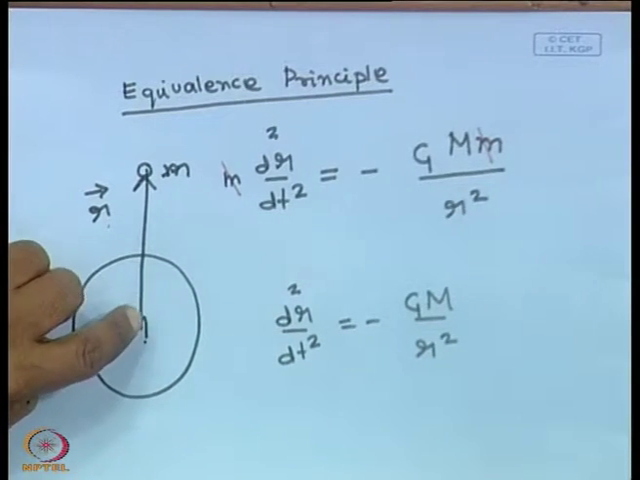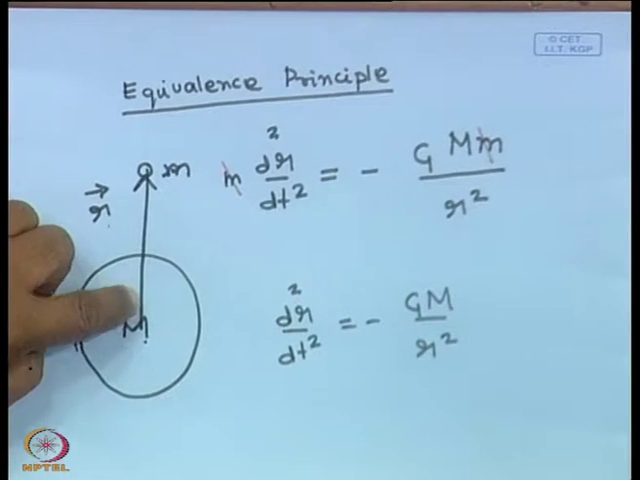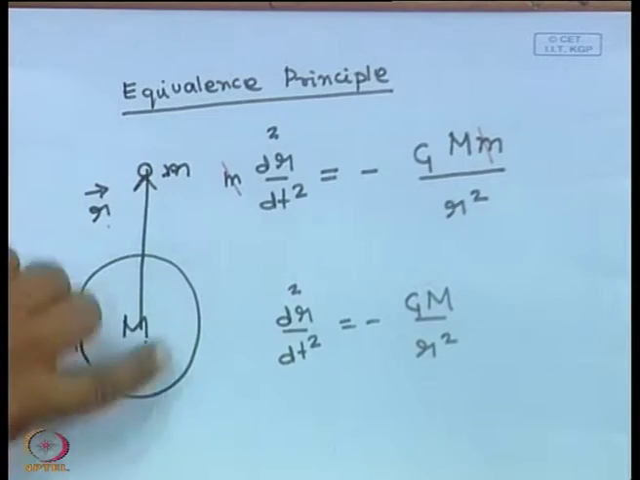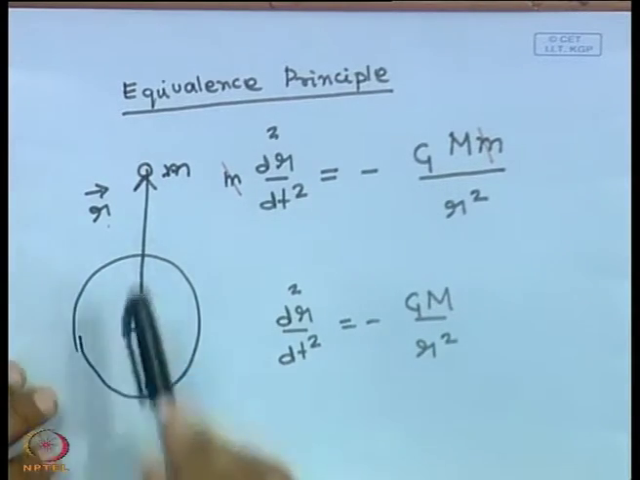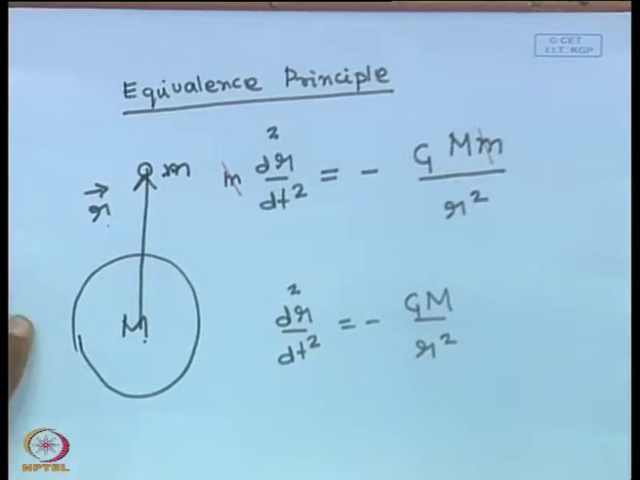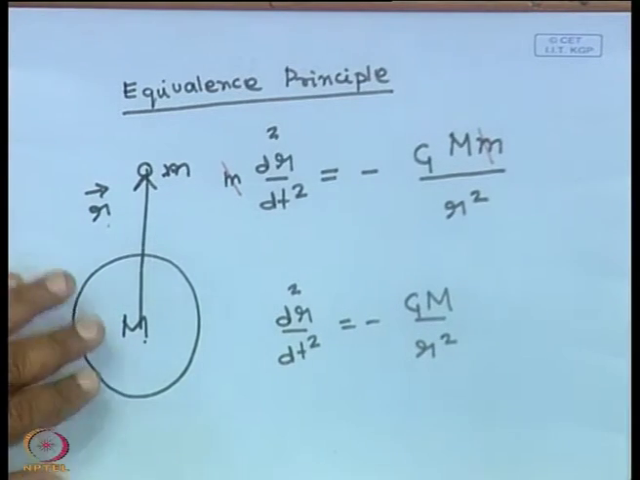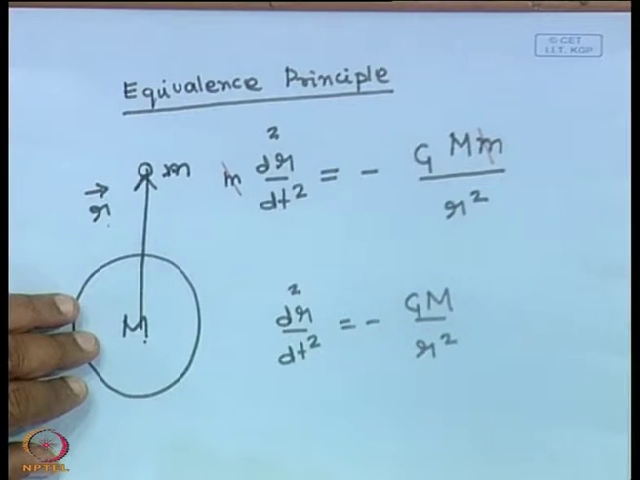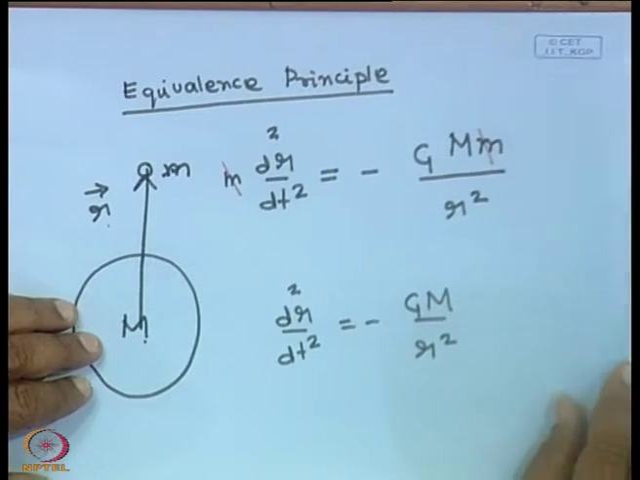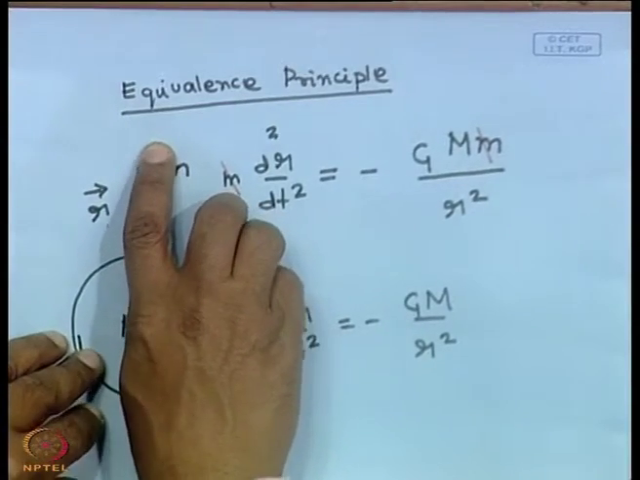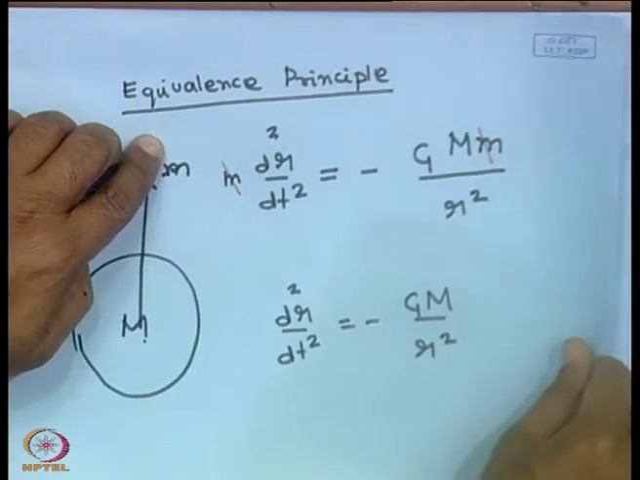Similarly, if I write the equation of the other mass, its acceleration will only depend on the first mass, not on its own mass. This is called the equivalence principle. It is a very important property of gravity, and the whole theory of general relativity is based on this equivalence principle. So the acceleration that this body experiences does not depend on its own mass.